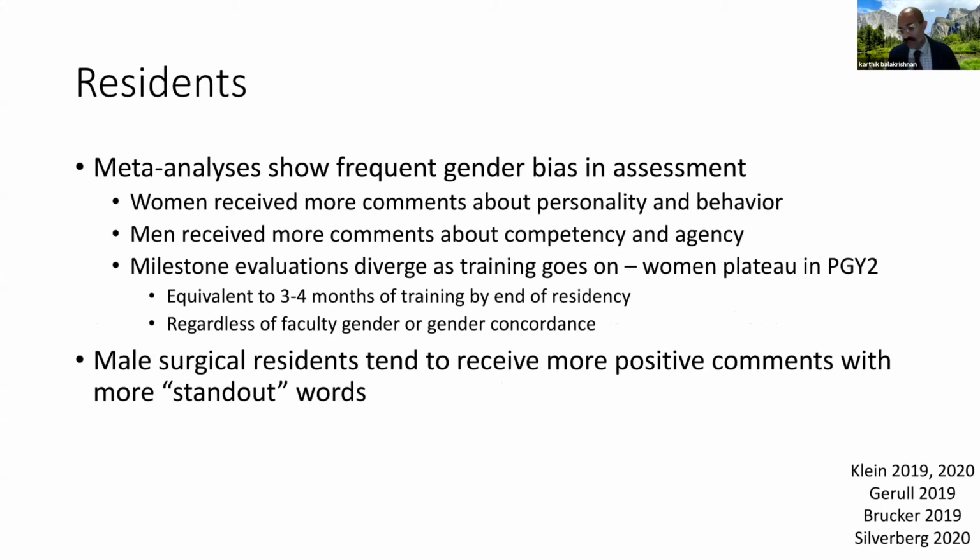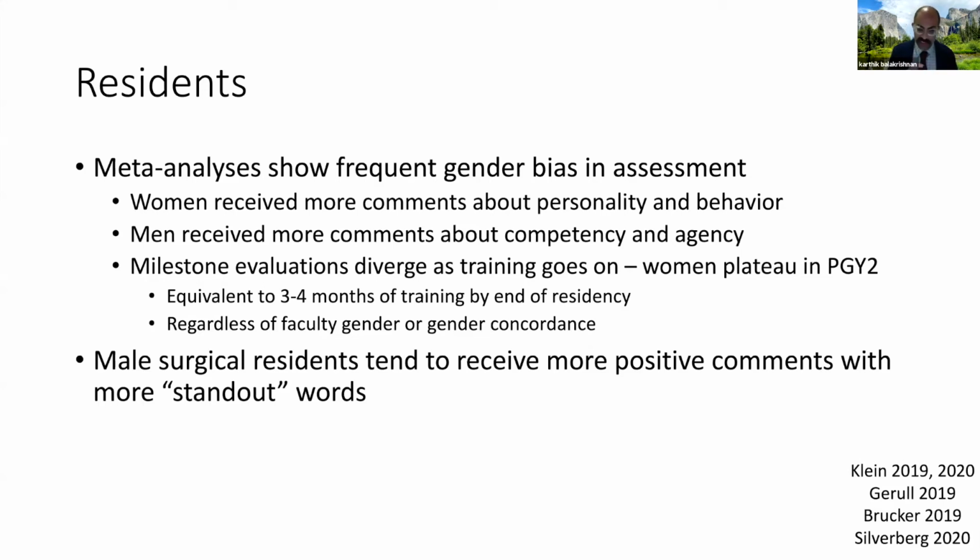Now let's look at resident evaluations. Multiple meta-analyses have shown significant gender bias in how we assess our residents. Women again receive more comments about their personality and their behavior, whereas men tend to receive more comments about their competency and agency, and we'll talk about agency shortly. Furthermore, evaluations of training milestones tend to diverge as training goes on. So women, on average, plateau in PGY2 year in some of these studies, whereas men continue to rise in their evaluation scores, such that by the end of certain residency programs, this is equivalent to a difference of 3 to 4 months of training. It's really significant.